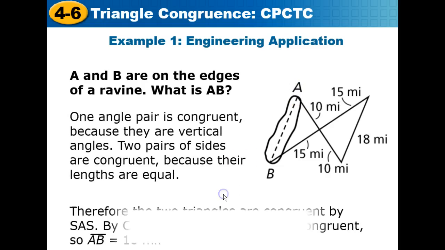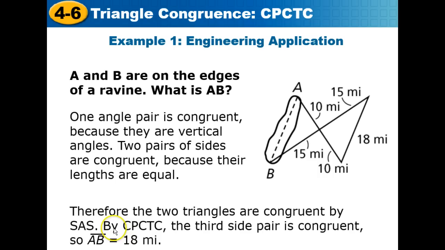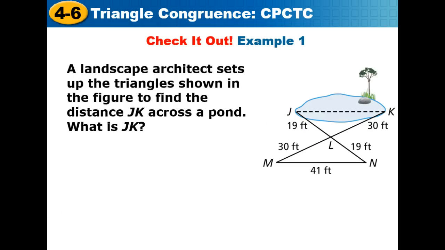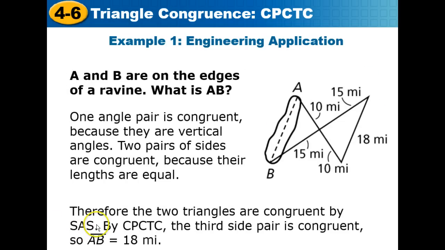And we just write that out in paragraph form, but we say that by CPCTC, remember, this is corresponding to this side. We prove the triangles were congruent. Let me go back a little bit. By SAS. And because they're congruent, then we can say their corresponding parts are also congruent. So we can say AB has to be 18 miles.